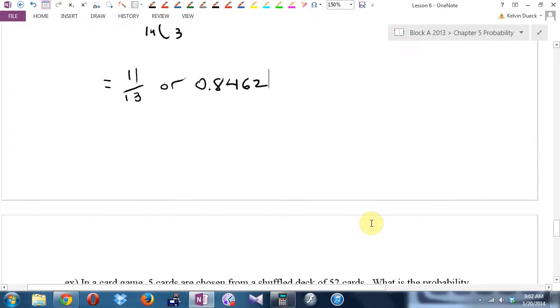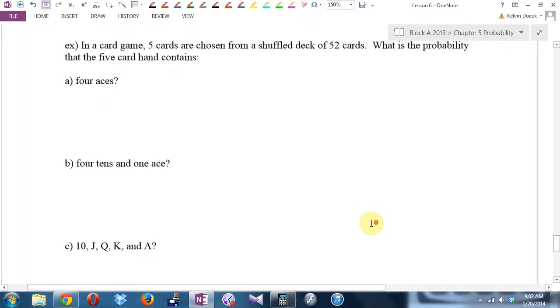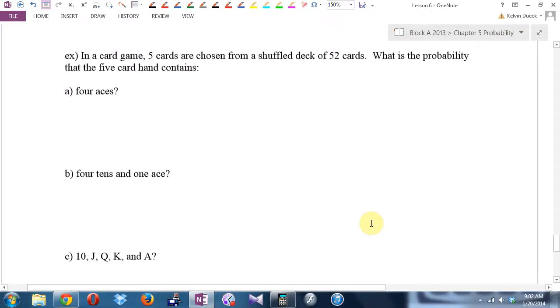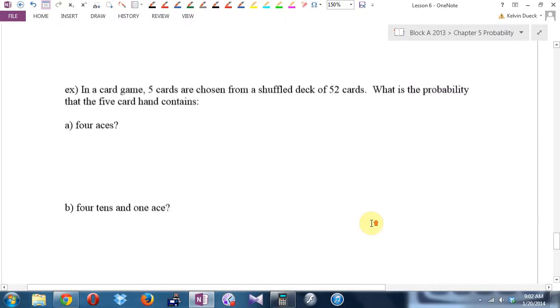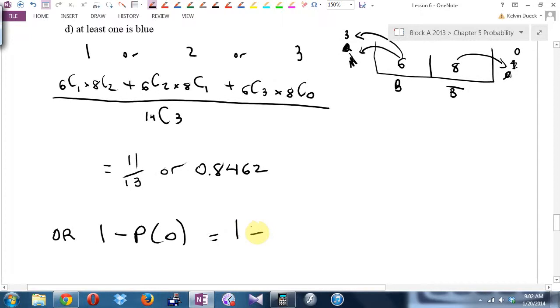Okay. Poker. Turn the page. Oh, you want to try the complement? Thank you, I forgot. So that would be 1 minus the probability of 0, which should be 1 minus from 6 blues, choose 0, and from 8 others, choose 3, all over 14, choose 3.